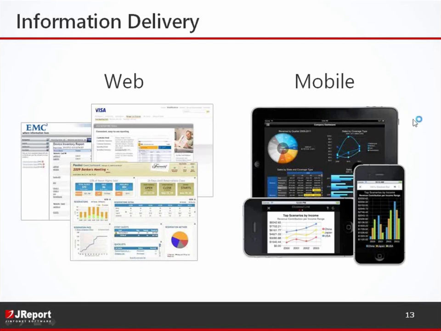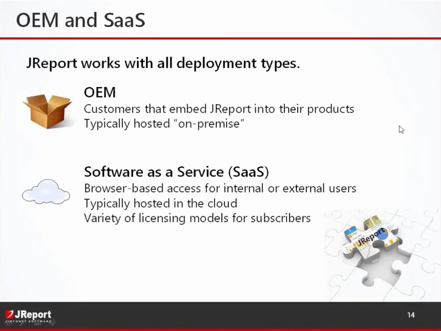All right, so let's have a look at the various deployment types. Here are the two popular deployment categories that many of our customers use, OEM and SaaS. Our OEM customers are customers that will typically embed JReport into their products, into their application, and then resell it to their customers.